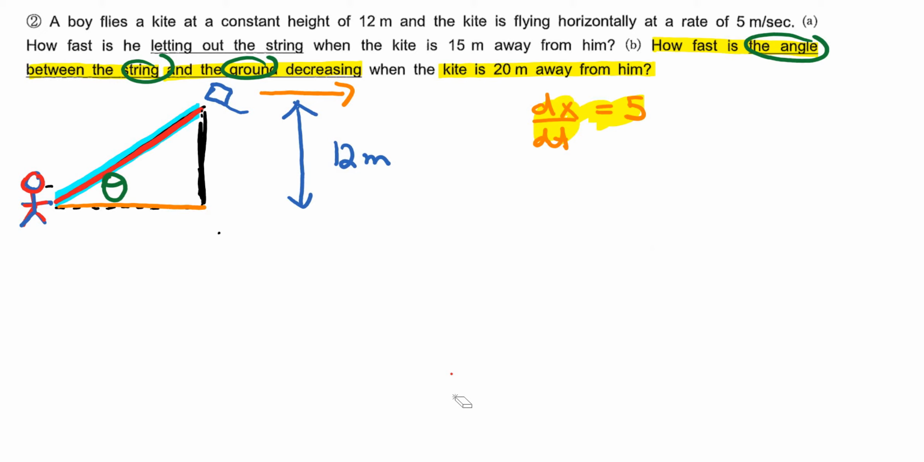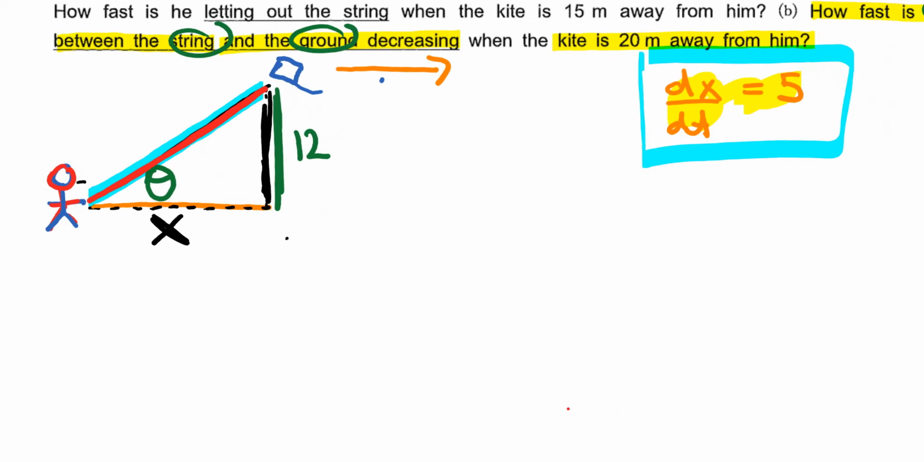If I'm given that my horizontal rate is 5 meters per second, make sure that you actually use that variable when you label your diagram. So make sure you have an x there, because dx over dt is going to be 5. And we know that throughout the problem, the vertical distance is always going to be 12. So make sure you use that in your diagram as well. Okay, so if I take a look at my triangle diagram here, I have my angle, and I have an x variable, and I have 12.